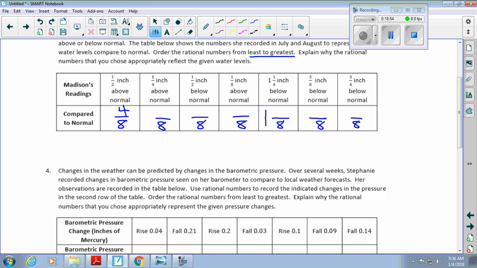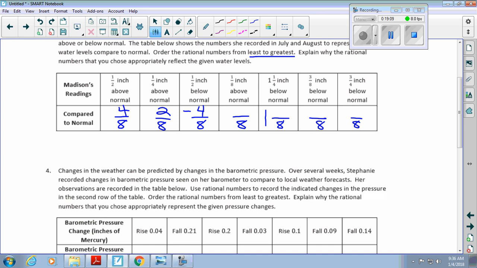Above normal for the next one, so this is also positive. 1/4. What would that be as far as 8s, Mackenzie? 2 8s. Good. 1/2 would be how many 8s, everyone? 4 8s. And it says below normal, so it would be negative. All right, you guys get the point here?